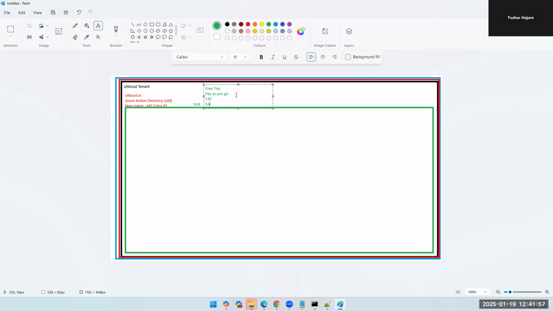Okay, great. Next two are very important. These are the subscriptions you will see widely used in the market, in companies also. One is CSP. What is CSP? CSP is being UT-Kloud, being UT-Kloud.